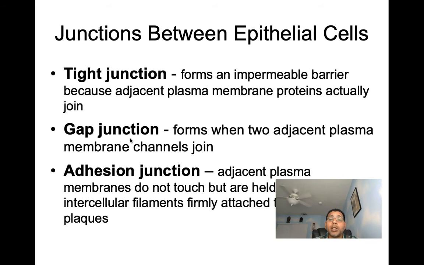Now, gap junctions we'll see are the second type. Gap junctions form when two adjacent plasma membrane channels join. And this allows then the cells to communicate with each other.